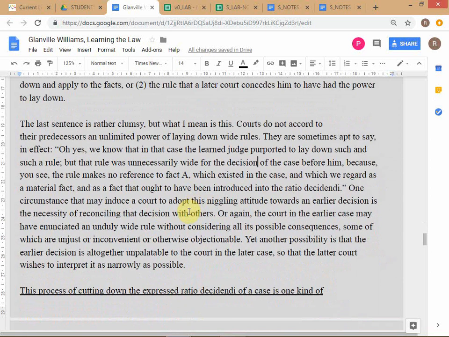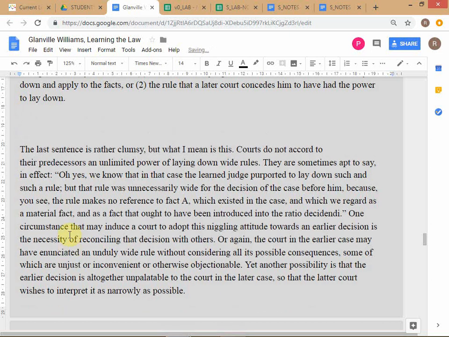So let me just give you the theoretical version. Let's say in the precedent, the material facts were A, B, and C. A, B, and C were the actual material facts, but the court actually considered only B and C.